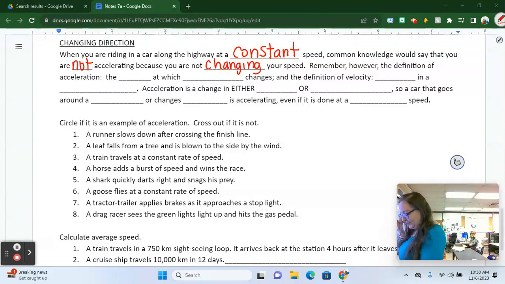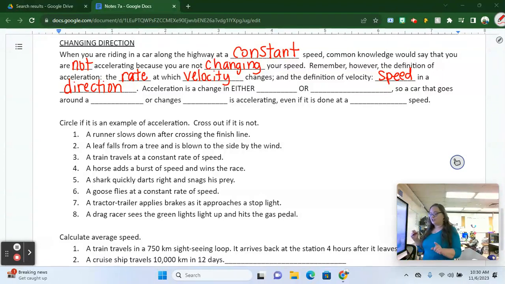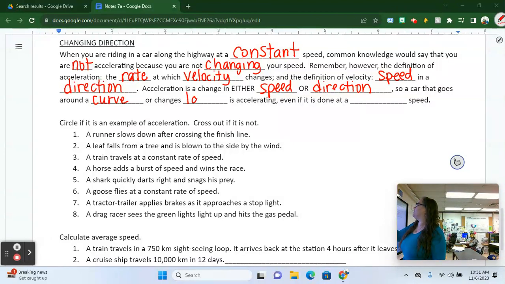Remember, however, the definition of acceleration. It's the rate at which velocity changes. And the definition of velocity is speed in a direction. So acceleration is a change in either speed or direction. So a car that goes around a curve or changes lanes is accelerating, even if it's done at a constant speed. Crazy, huh? Science with their crazy definitions.